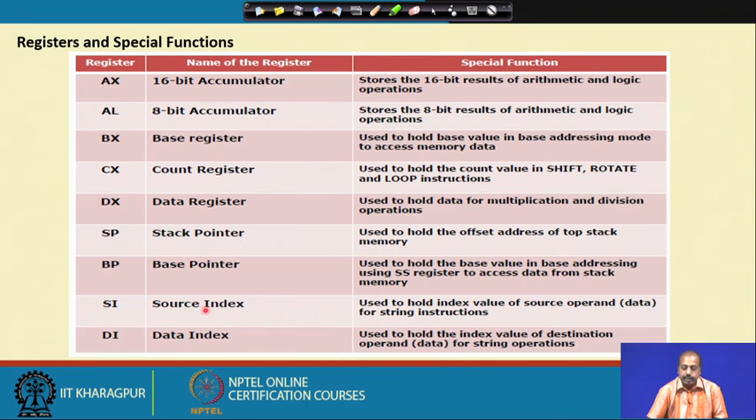Then this source index register SI holds the index value of the source operand for the string instructions, and DI, the destination index, is for the destination operand for string operation.